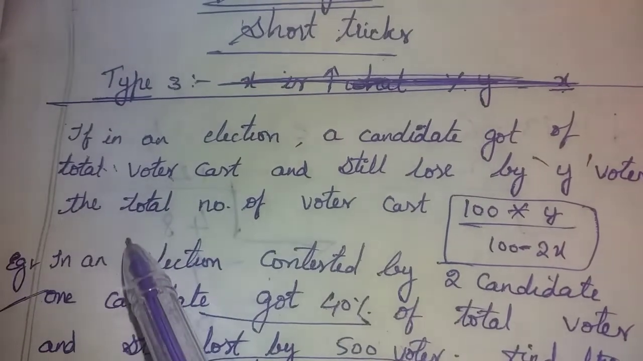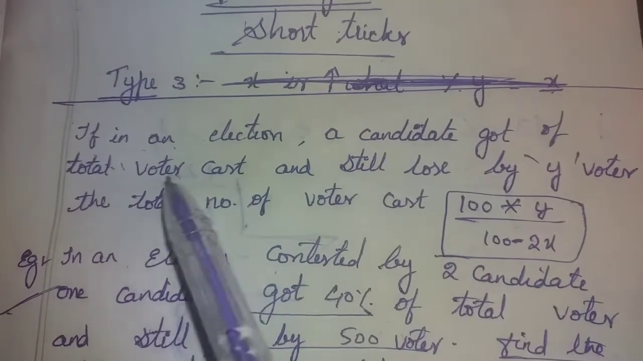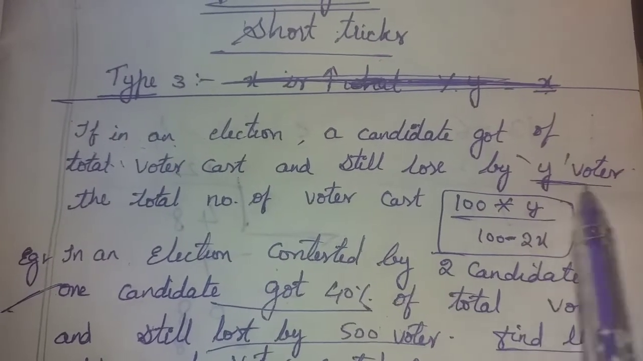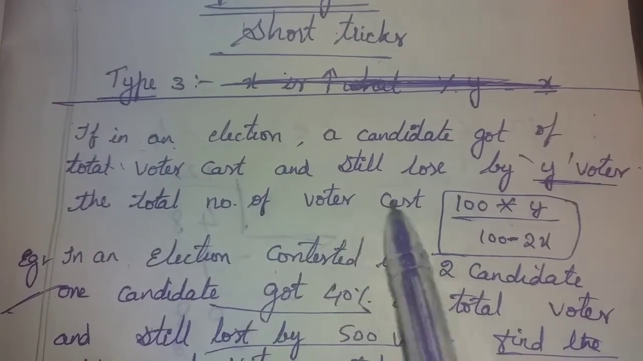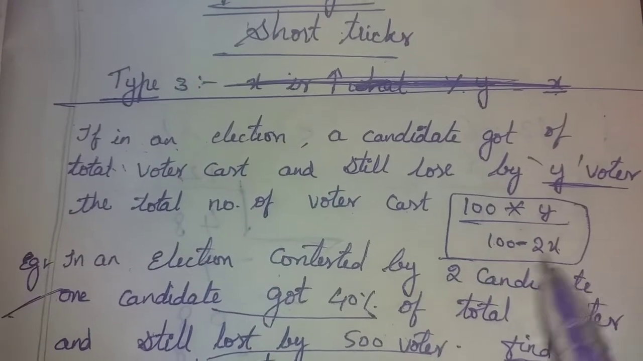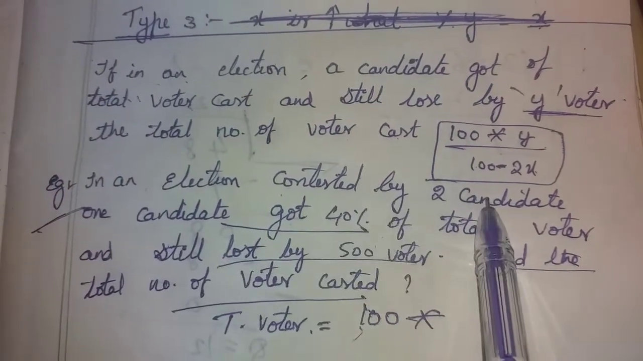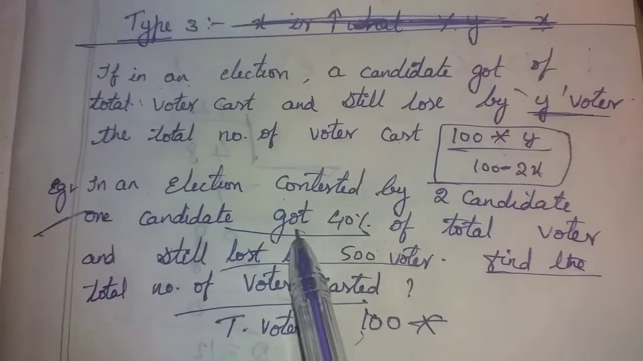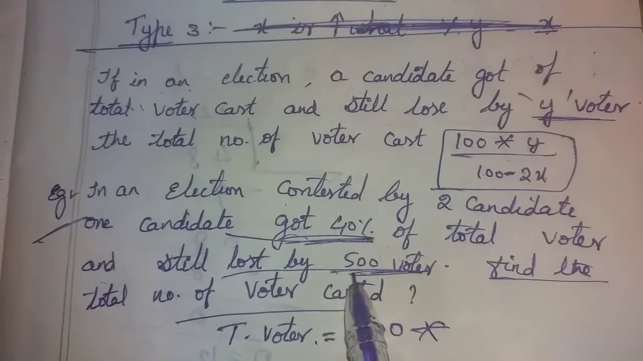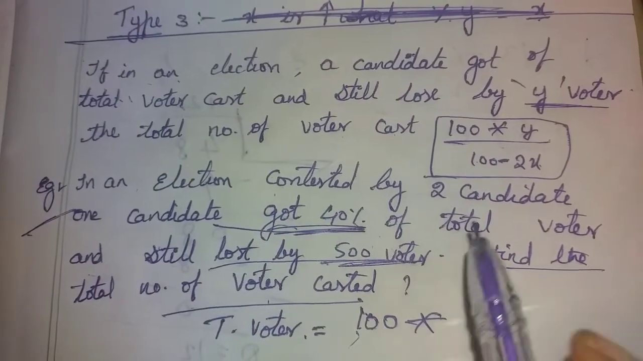Another short trick. If in an election a candidate got x% of total votes cast and still lost by y votes, the total number of votes cast is 100 into y by 100 minus 2x. For example, in an election contested by two candidates, one candidate got 40% of total votes and still lost by 500 votes. Find the total number of votes cast.